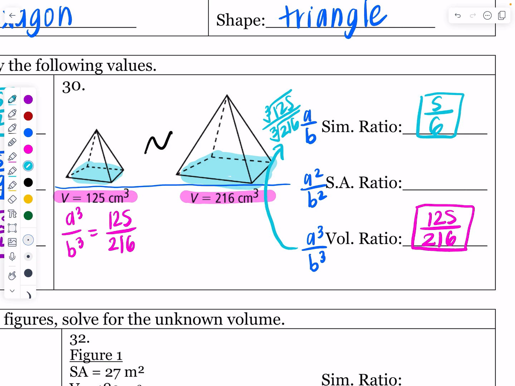So that works with the perimeter and the side lengths. Its similarity ratio is 5 over 6. And so how does that help me find my surface area ratio? Because now I have A, it's 5. Now I have B, it's 6.